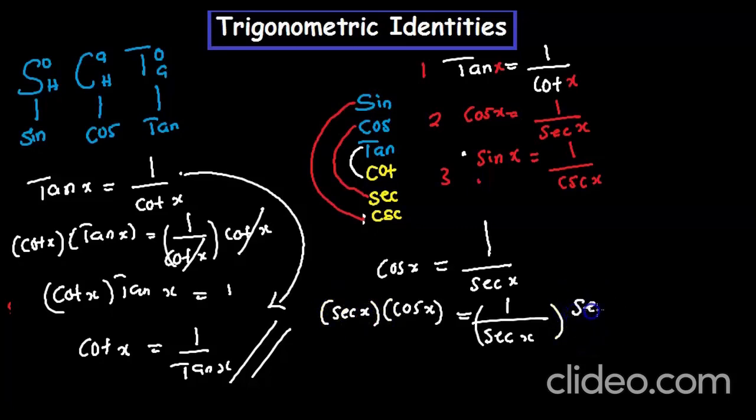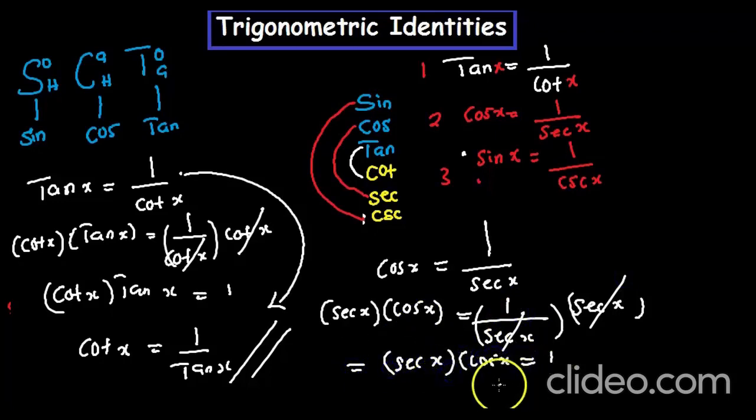This is still going to be sec x. Notice that sec will cancel sec, we will be left with sec x multiplied by cos x equals 1. In this case, sec x equals 1 divided by cos x, since cos x comes down here. So we are left with 1. Let's just manage this place, alright.